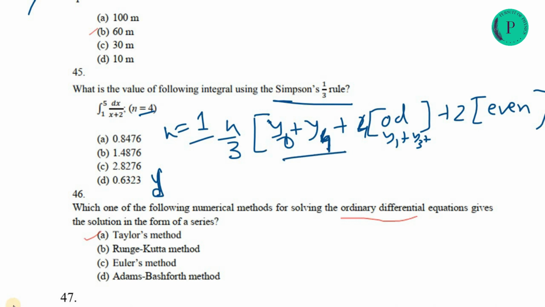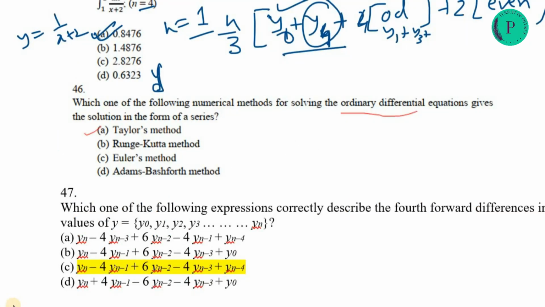So y equals 1 by x plus 2. If you put x equal to 1, you get y0, and if you put x equal to 5, then you get y4. If you put in all these values and add them, you will get answer A. And the next question is which numerical method for solving an ordinary differential equation gives the solution in the form of a series. A series solution is given only by the Taylor method, so the Taylor series method.